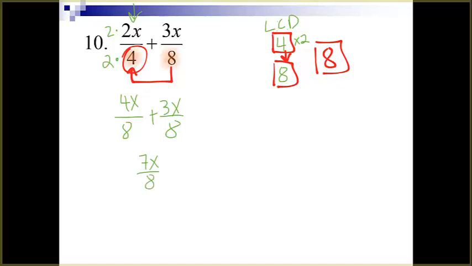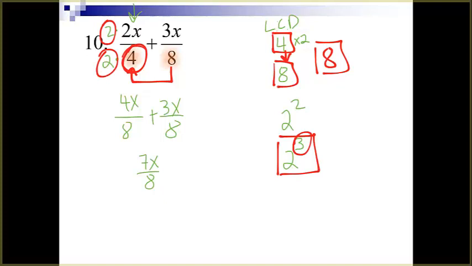Again, the other way of thinking of this is break down the 4 into 2 squared, break down the 8 into 2 to the third. Well, what's the highest exponent that you see? Well, it's 2 to the third. And then you ask yourself, what is each one of the denominators missing? The 4 is missing one of these 2's, so you have to multiply the top and bottom by 2.